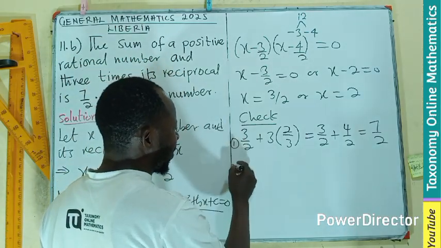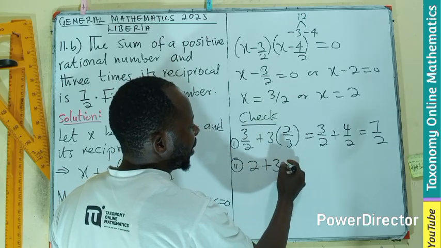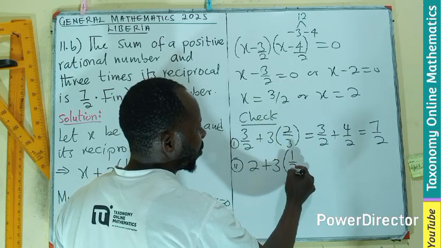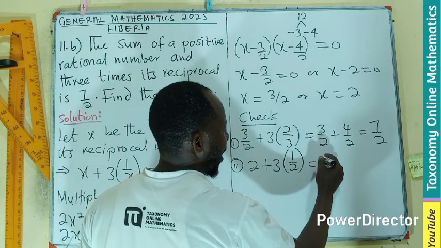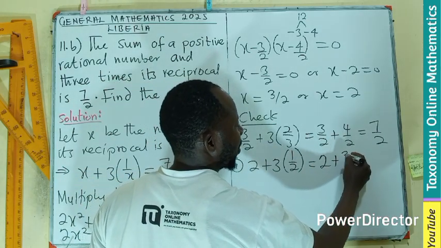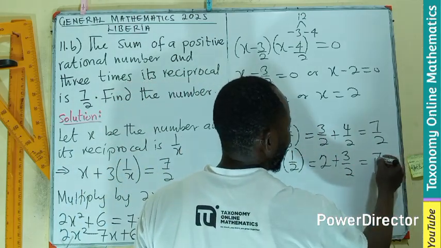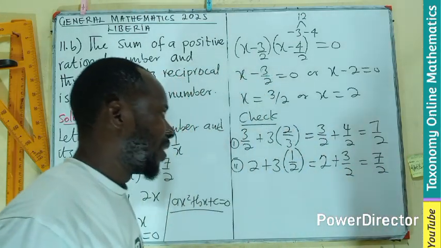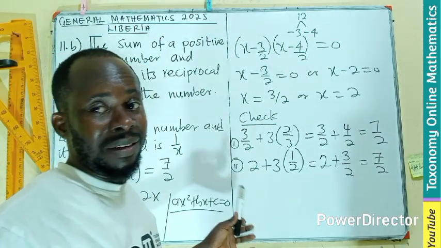And this is the first instance. The second instance is if I have 2 plus 3 times the reciprocal. Remember, reciprocal will be giving me 2 plus 3 on 2. You come back to the same thing. And that will also give you 7 on 2. So that means we cannot go for one answer as the question suggests.